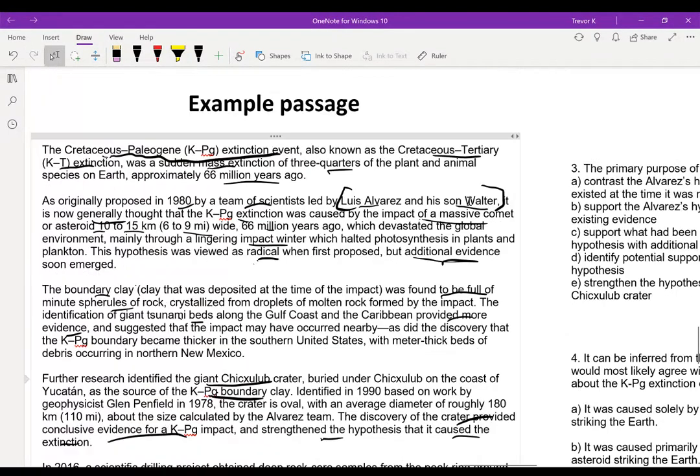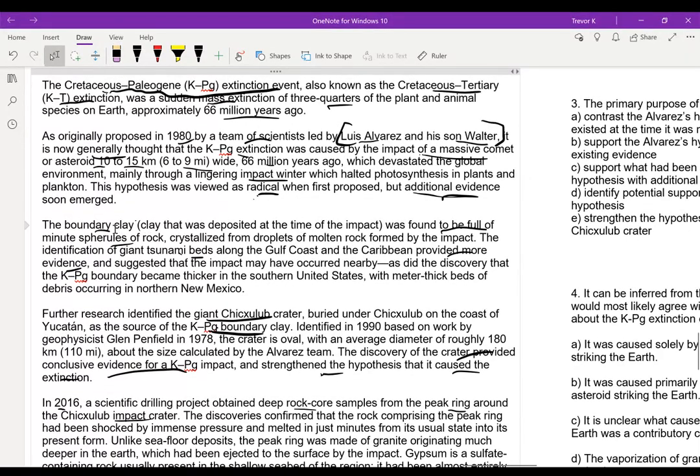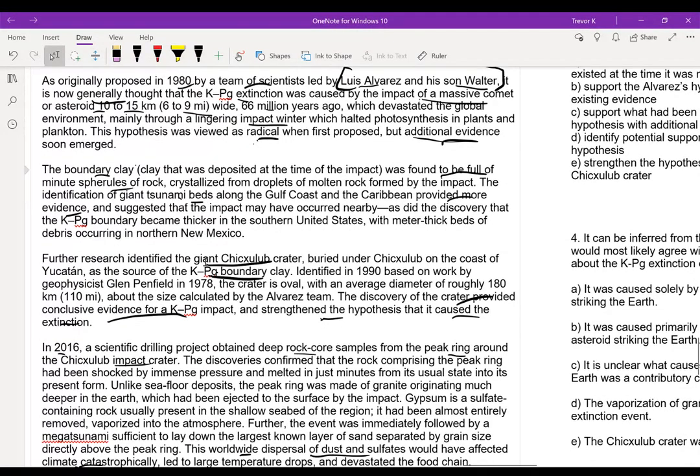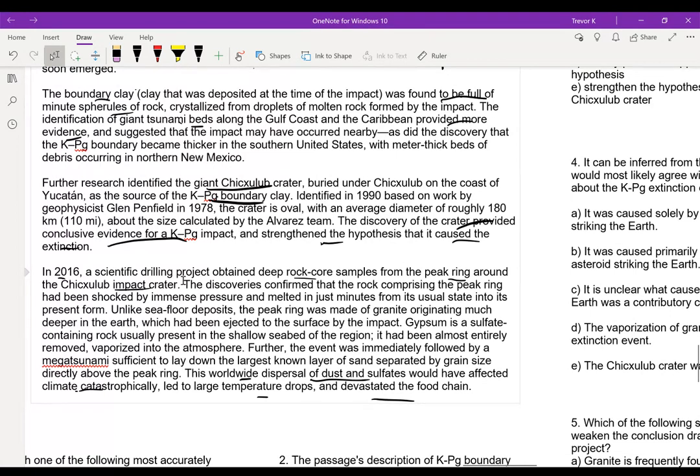So let's go back and figure out the main point of this whole thing. We have this extinction event. Luis and Walter Alvarez proposed that it's a comet or asteroid that caused an impact winter. Evidence for that is the boundary clay and tsunami beds. And then further research finds a Chicxulub crater, which is the crater for the impact, and strengthens the hypothesis that it caused the extinction. And then you get further strengthening with this drilling project with deep core rock samples. And then we've got an explanation of the dust and sulfates. All right, so that's enough for our main point.